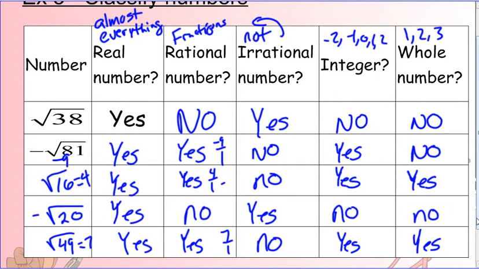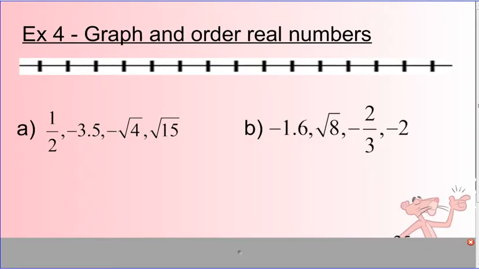So we've classified. Real numbers are pretty much everything. Rational numbers are anything you can write as a fraction. Irrational numbers literally mean not rational. So if it's not rational, it is irrational. Integers are positive and negative whole numbers, and whole numbers are just positive things without fractions or decimals. Okay?